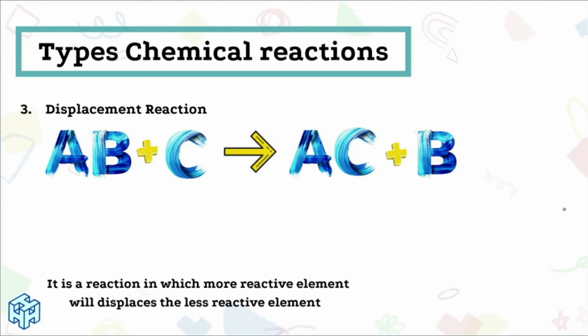Now let us understand one more type of reaction, that is displacement reaction. What is a displacement reaction? Are you able to see the depiction here? Element A is with B, element C comes, joins with B, and makes the compound. Simple. It is a reaction in which a more reactive element replaces the less reactive element. Are you clear? Let me give an example.